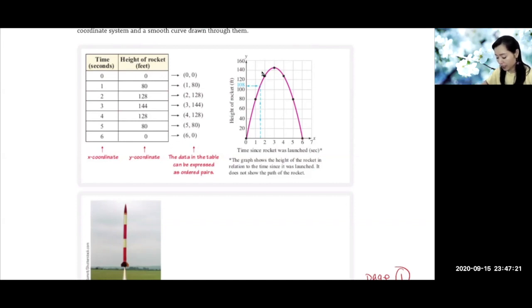And then we can connect the dots and graph this. As you can see here, from 0 to 3 seconds, the height of the rocket is increasing and reaches this high, and then after 3 seconds, the height is going to decrease and go down to 0 here, okay?